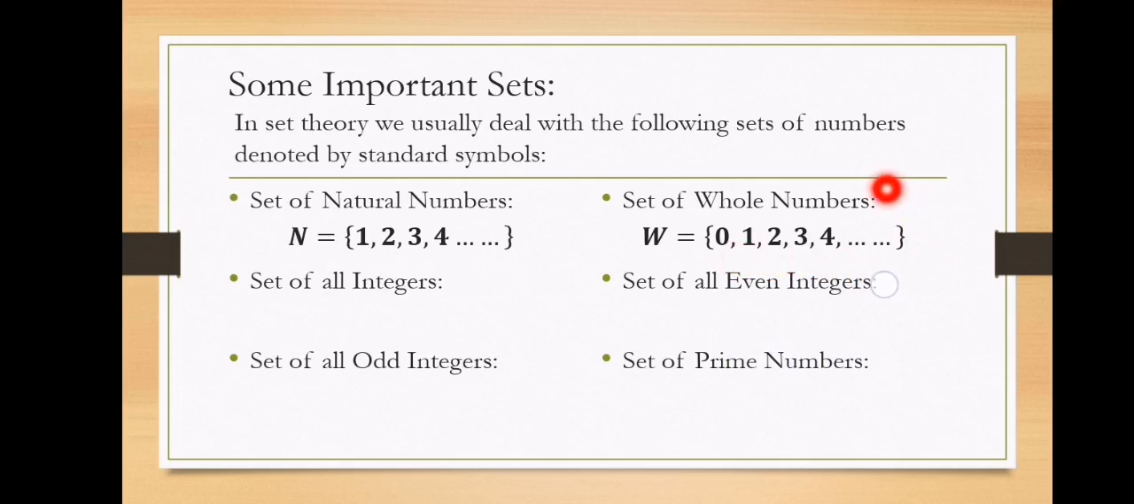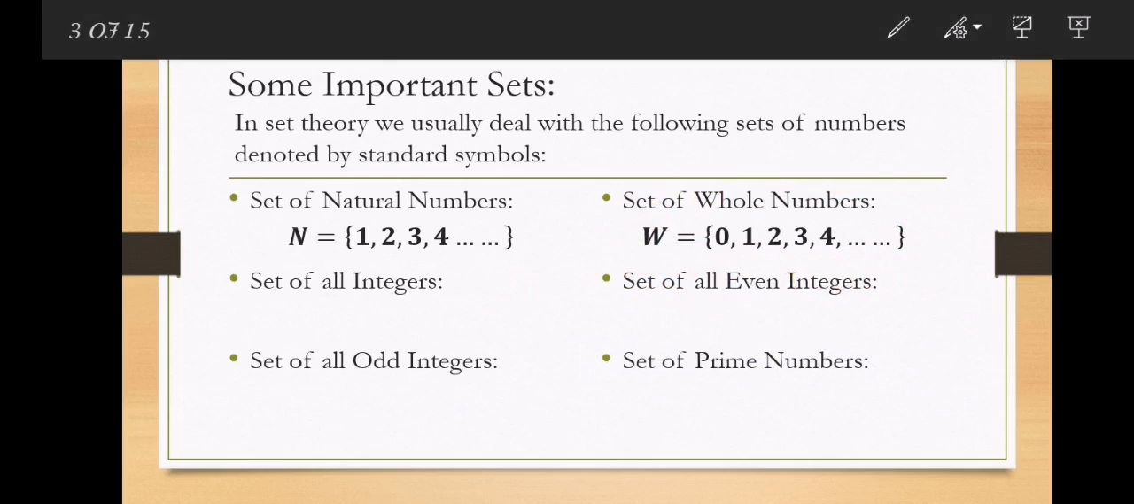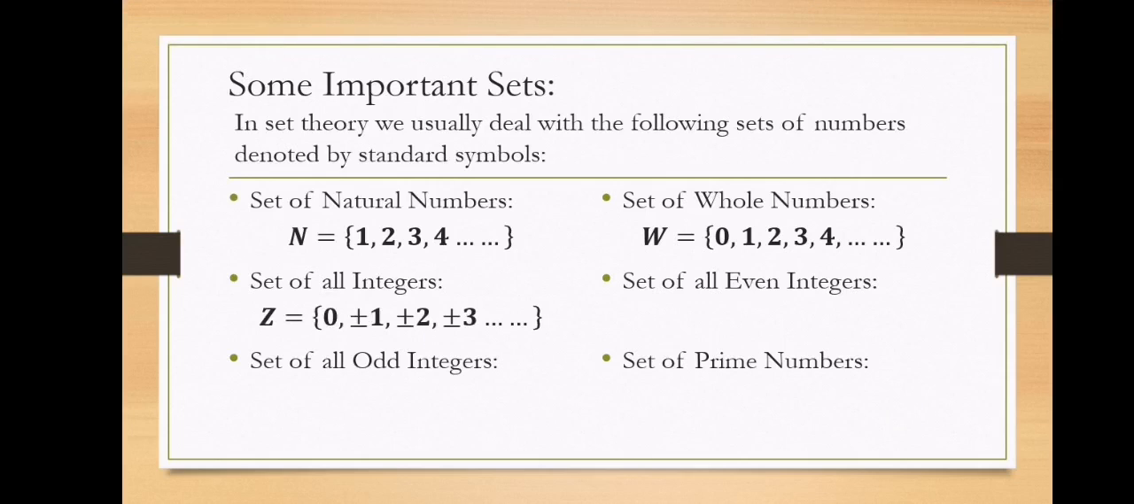Now if we include negative numbers in the set of whole numbers, it becomes the set of all integers. That is, the set of all integers is denoted by the capital letter Z and it is equal to 0, plus minus 1, plus minus 2, plus minus 3 and so on. So we can say that the set of whole numbers is a subset of the set of all integers and the set of natural numbers is a subset of the set of whole numbers.